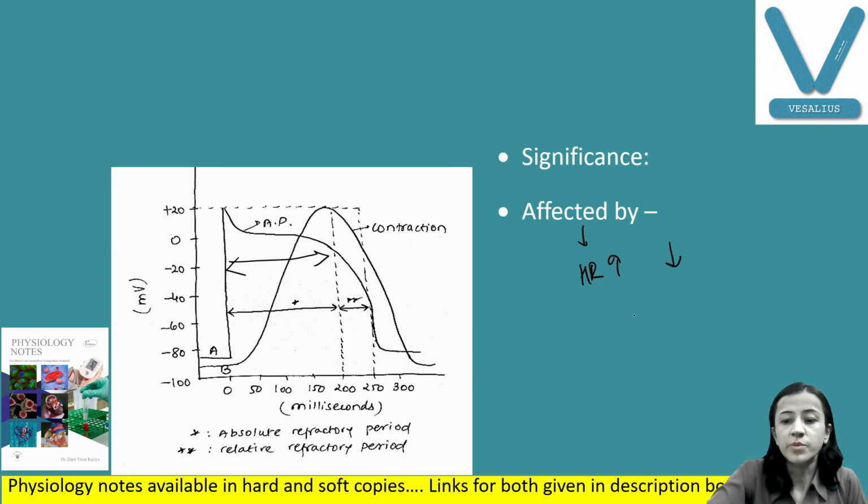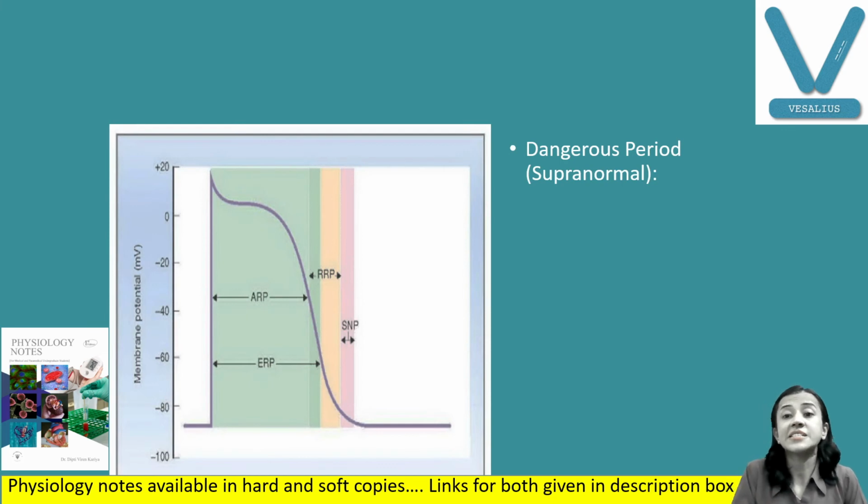Okay, so this is about another important period, that is the dangerous period. You can see it immediately after the end of the action potential here. This is also known as the supranormal period. Excitability of cardiac muscle is supranormal just at the end of the action potential. During this period, if a weak stimulus is applied, then also it can excite the muscle. So this is known as the dangerous period.